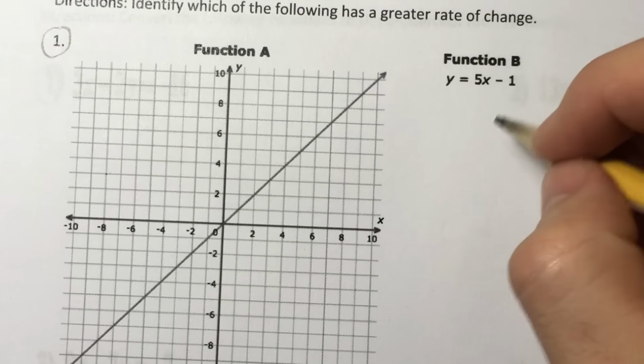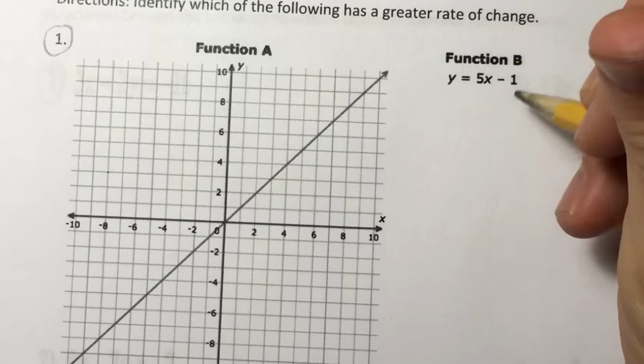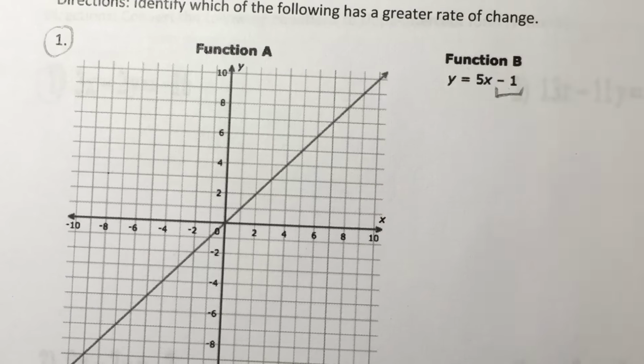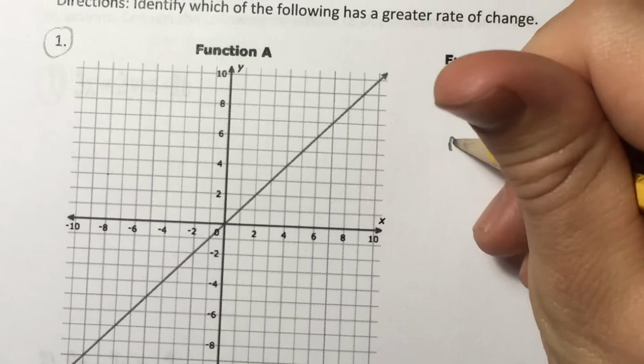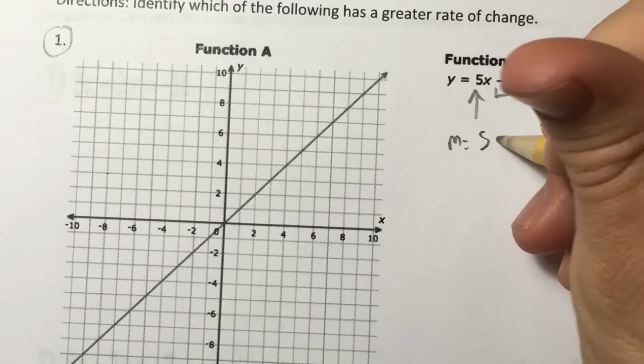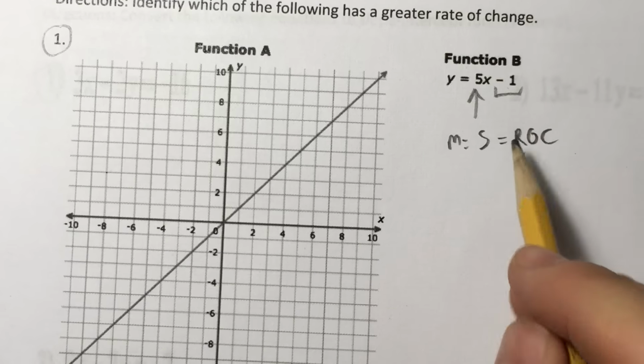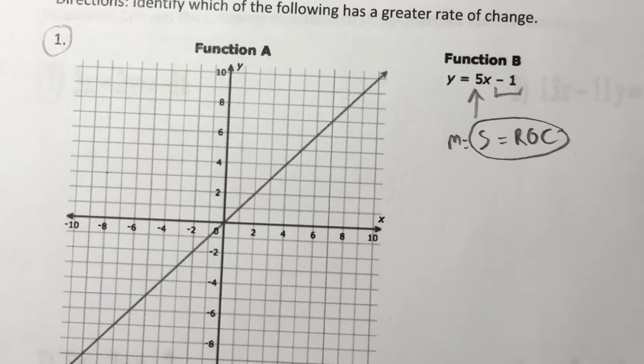Now function B is a little easy because it's in slope-intercept form. This tells us that our y-intercept is -1, and our m value is 5, and this is our rate of change. So in function B, we have a rate of change of 5. Now we're going to compare that to function A.